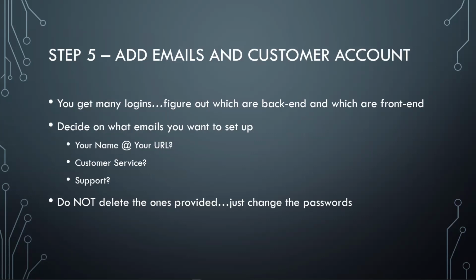So then step 5 is to actually add in your own emails. So you have a hosted email at your new domain. They give you quite a few logins and you have to figure out what is the front end, what is the back end. So in the document that they give you, it'll list all of these different URLs. And what I would recommend is the same thing I did. Just go and paste each of those URLs into a browser, see what it leads you to, look at the options along the side, and it's pretty intuitive.